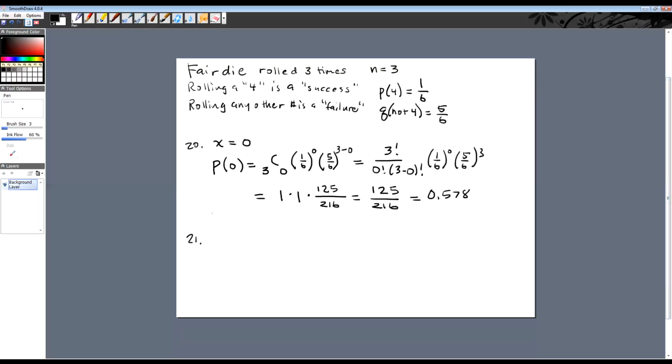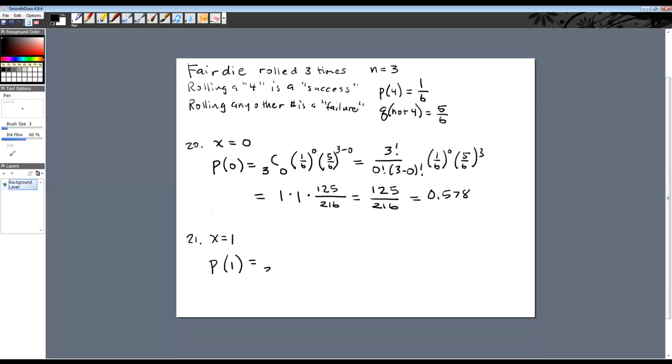So number 21, what's the probability of getting 1 success? Remember what a success is, rolling a 4. So the x is 1 in this case. Now we're looking at the probability of 1 success.